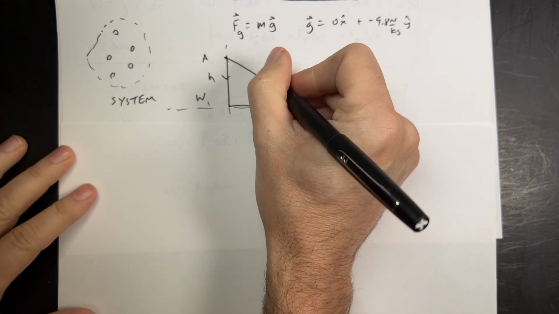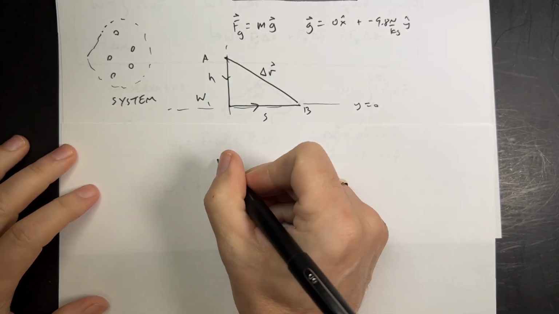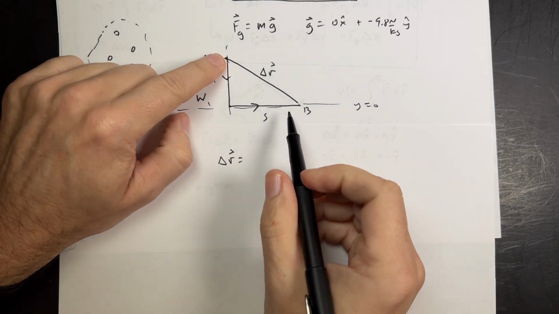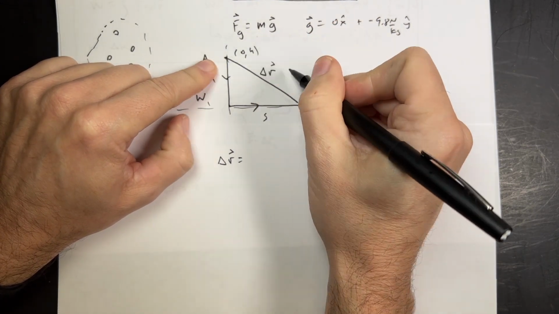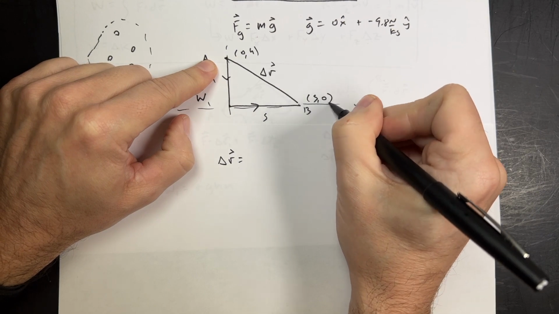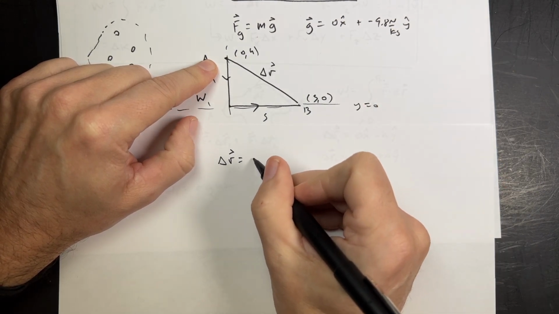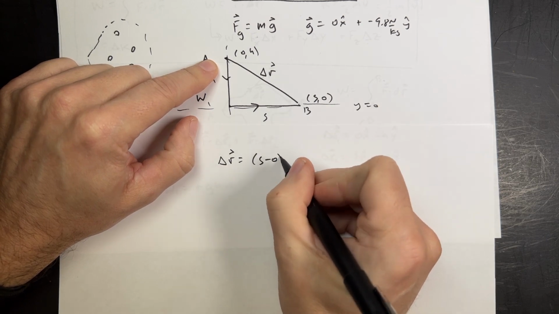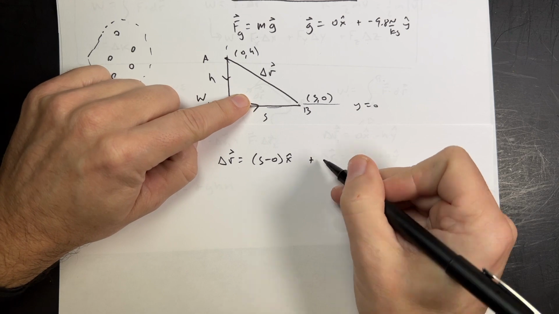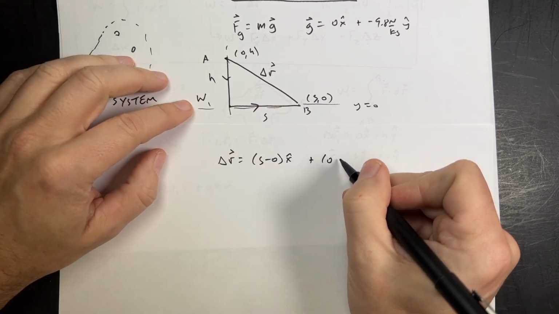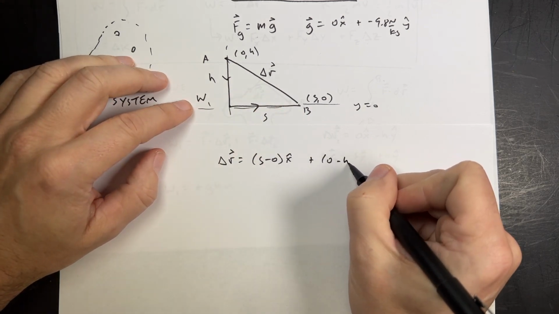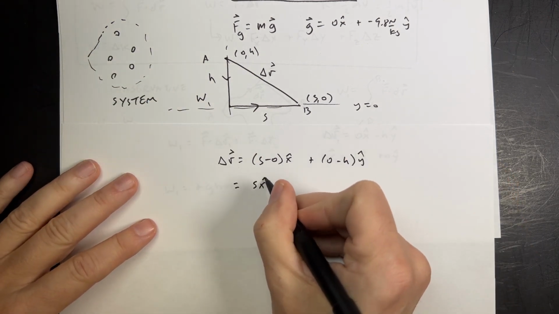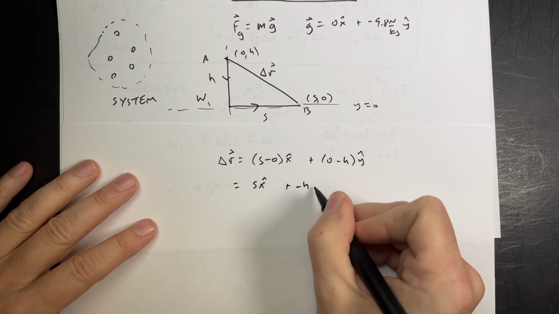So now I need this delta R. You could do it in a couple different ways, but if I know this is the point 0, h and this is the point S, 0, then delta R is going to be equal to the change in x, so it's going to be S minus 0 x hat, plus the change in y, which is 0 minus h y hat. So this is going to be equal to S x hat plus negative h y hat.